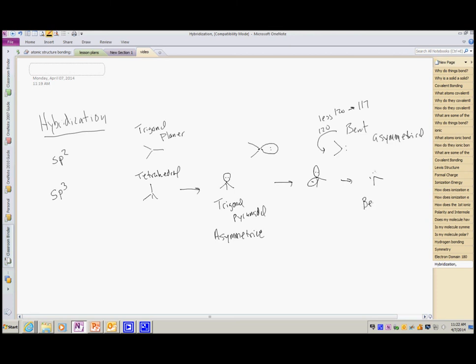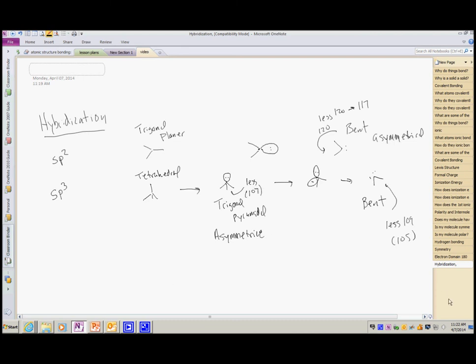It is called bent. Again, the unbonded pairs take slightly more room. My angle here is less than 109, and these guys here are a little bit less than 109. In fact, this is going to be about 105, and this is around 107.